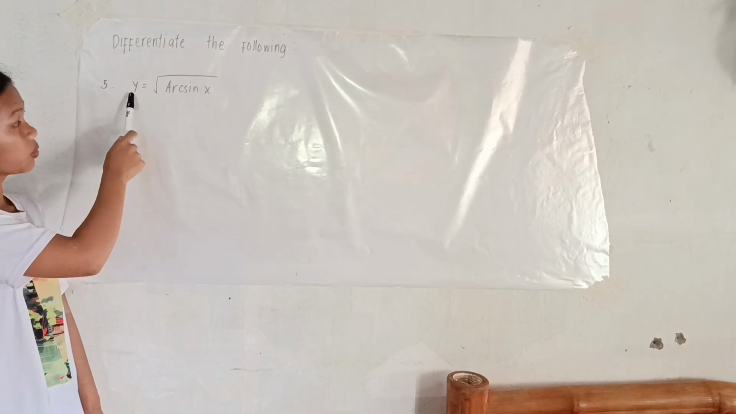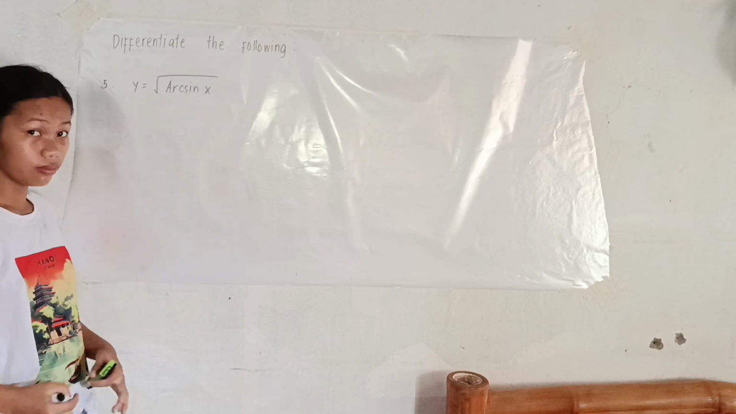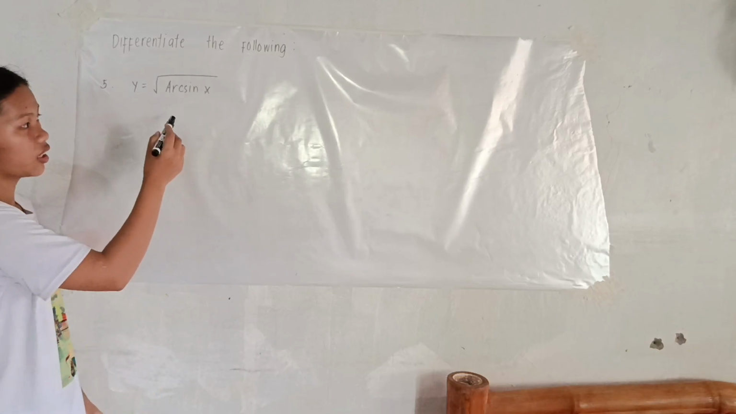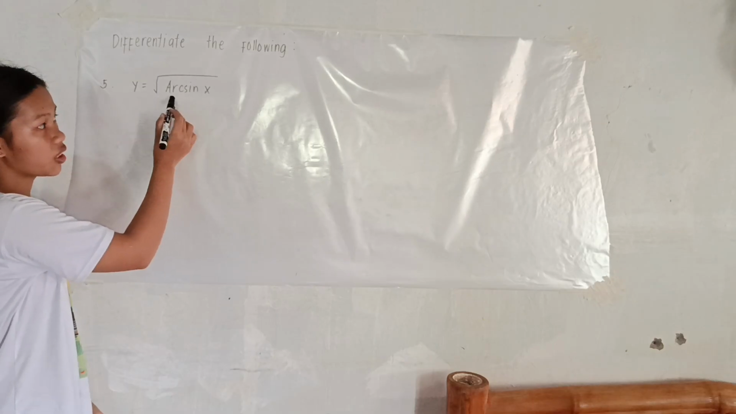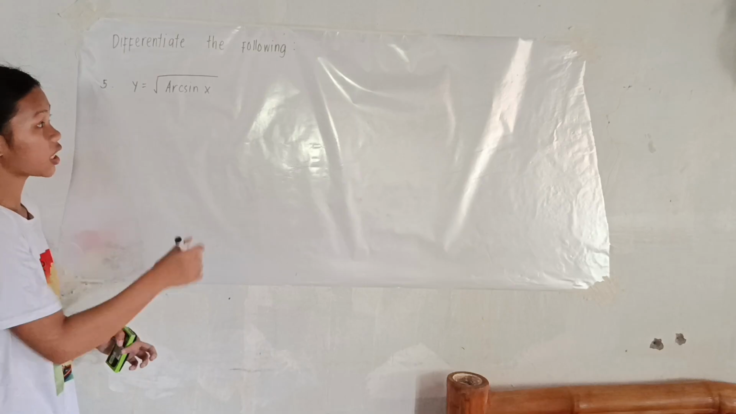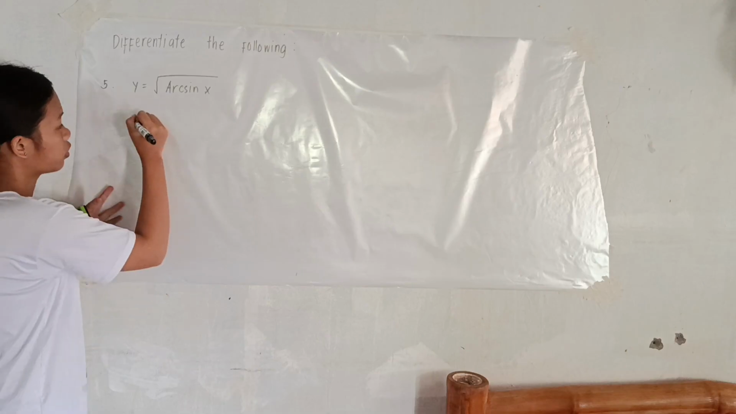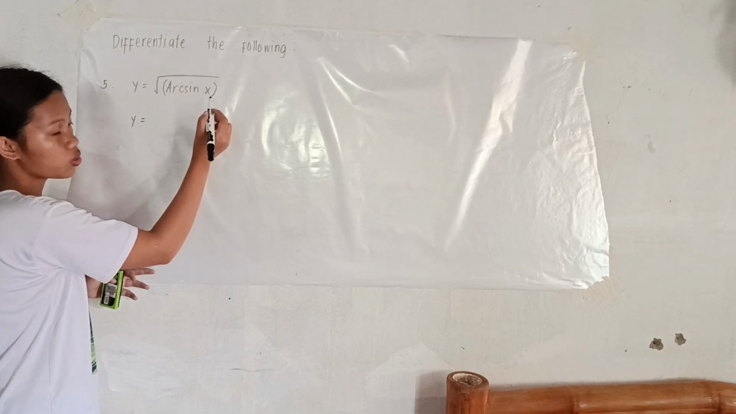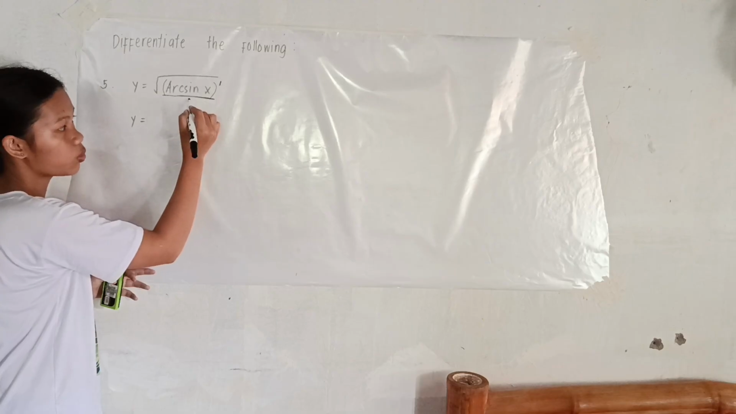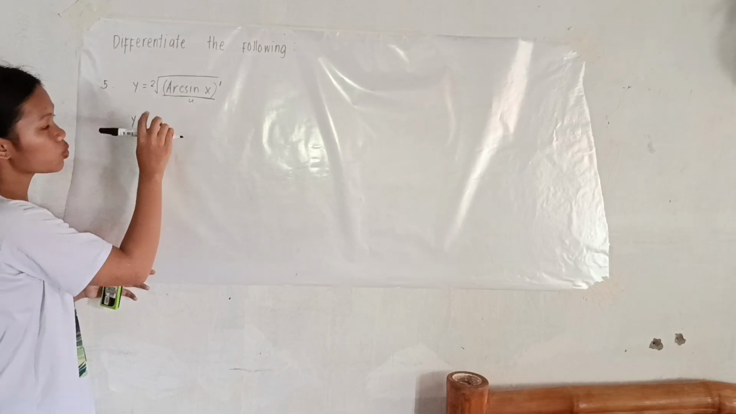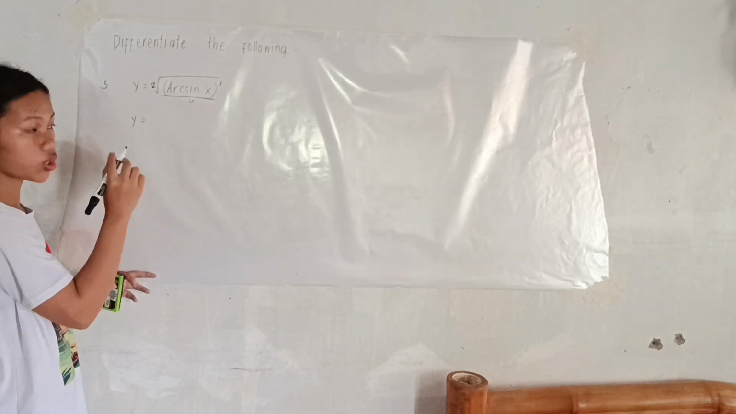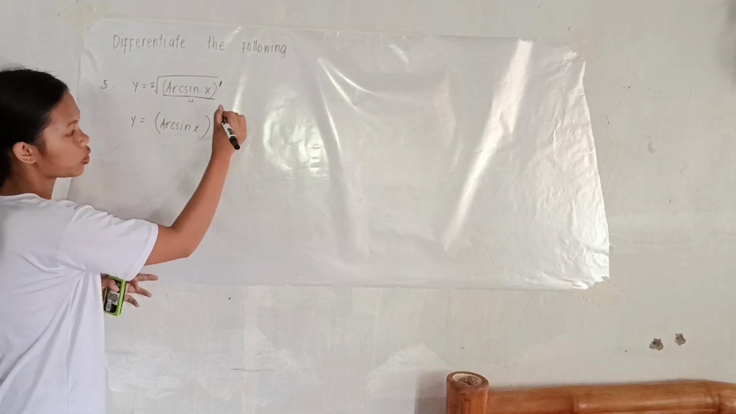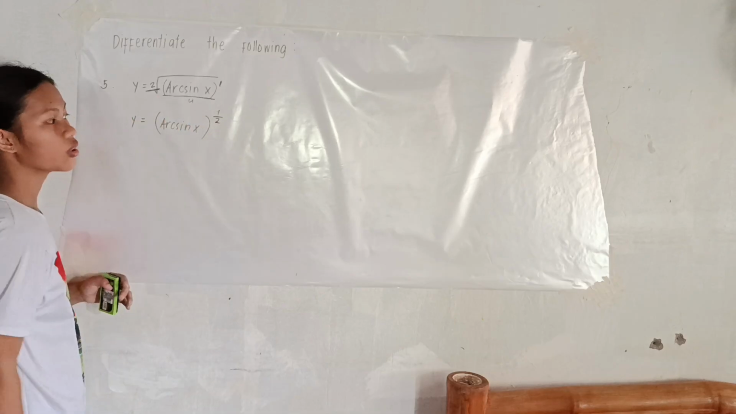Number 5, we have the function y is equal to the square root of arcsine x. To get the first derivative, since it involves a square root, we can express it as a fractional exponent on the arcsine. In the numerator goes the exponent of u, and in the denominator the root index. Since it is a square root, the denominator is always 2. So arcsine x times 1 as its power becomes 1 over 2.